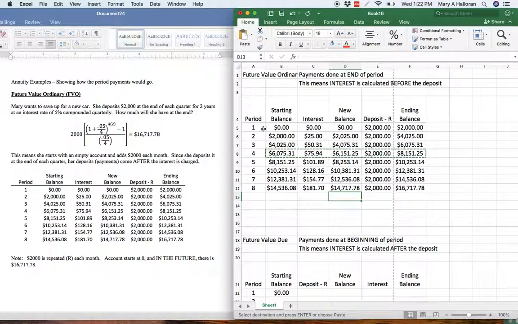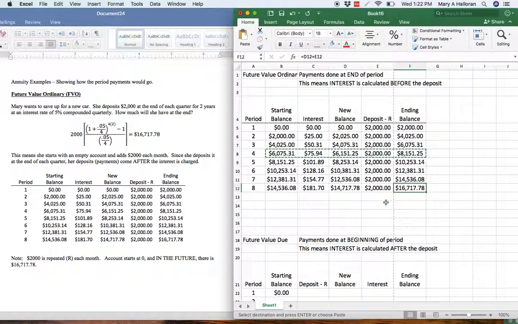So what's happening is this money is sitting in there the entire period. The bank calculates interest. It gets added to my account. I add 2,000. Boom. It sits in the bank for a period. At the end, the bank will count some interest on that. I have a new balance. I put in 2,000 of my own money in, and now I'm up to here.